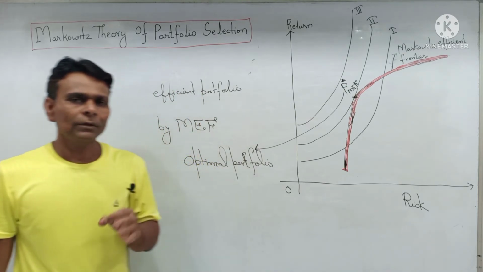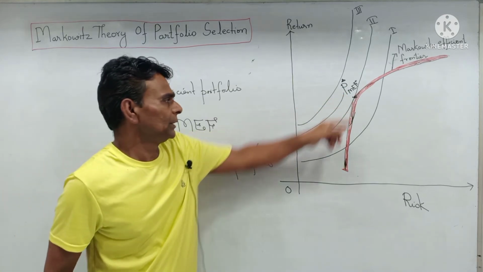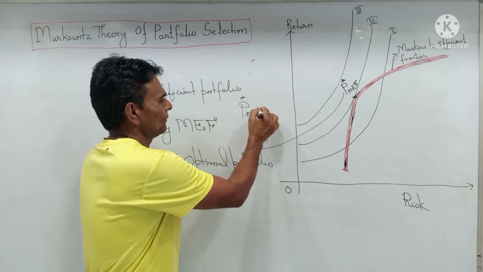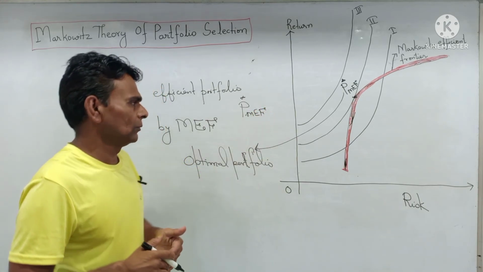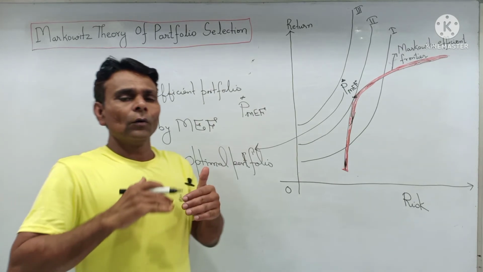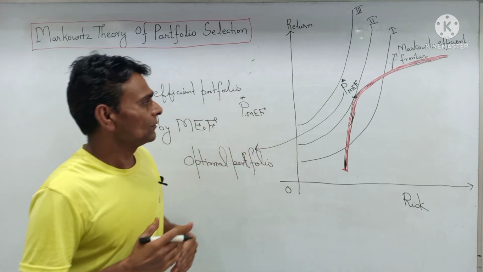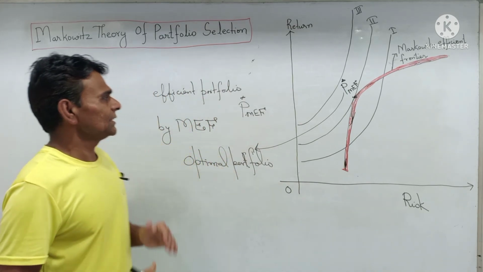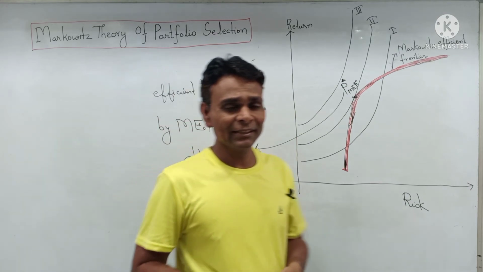According to Markowitz theory of portfolio selection, the point P on the MEF represents the selection of the optimal portfolio. It is the intersection point of the highest achievable risk return indifference curve and the Markowitz efficient frontier. This is the complete video on the Markowitz theory of portfolio selection.